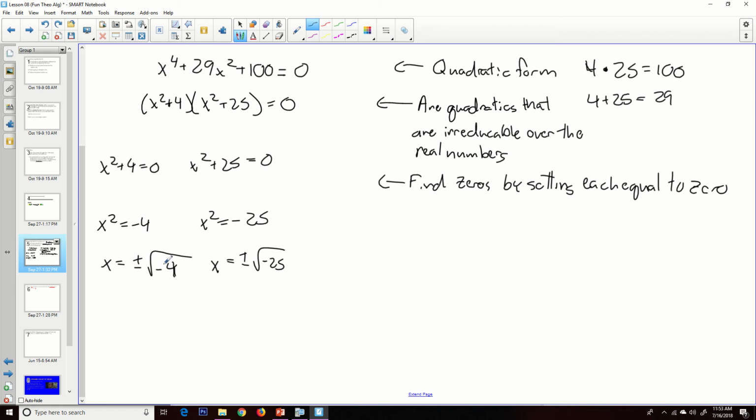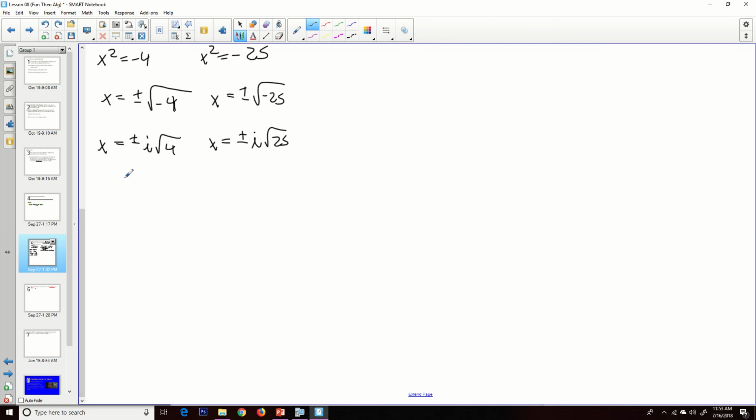Each of these, what we'll do is we'll get rid of the negative first. And so we'll have x equals plus or minus i square root of 4, and x equals plus or minus i square root of 25. And so from that, the square root of 4 is 2, and the square root of 25 is 5. And so we'll have x equals plus or minus 2i and plus or minus 5i. These are the factors. No, they're not, sorry. These are the zeros.